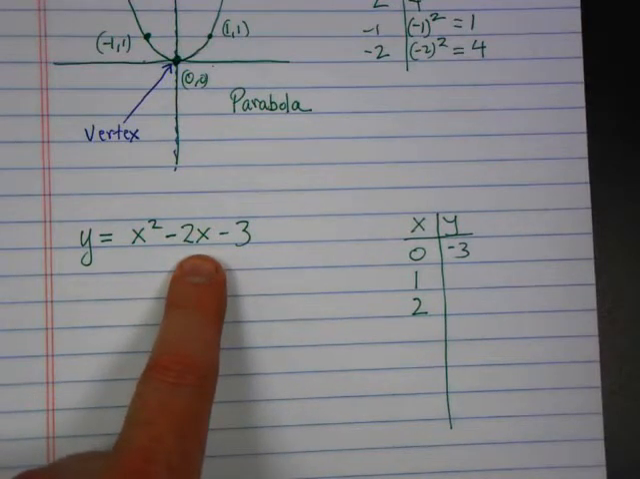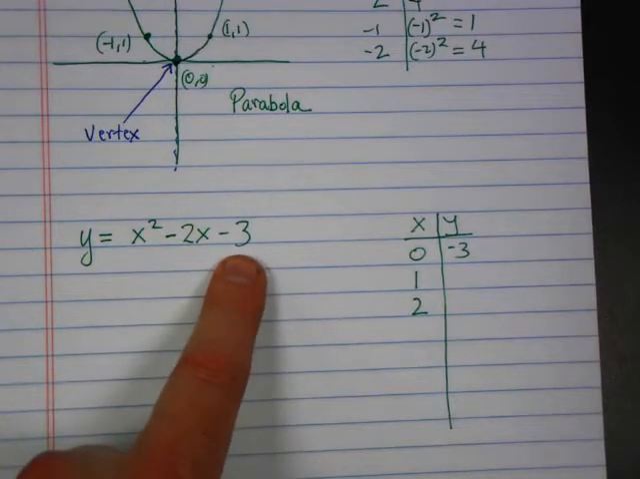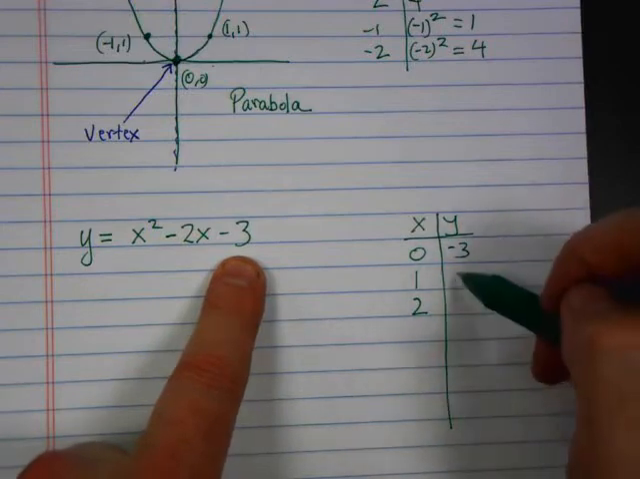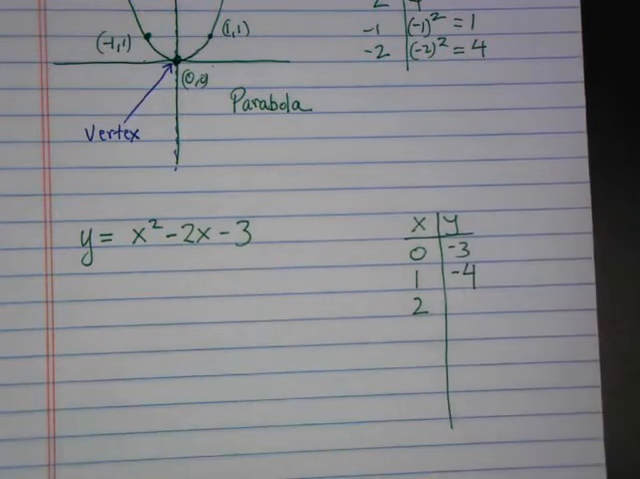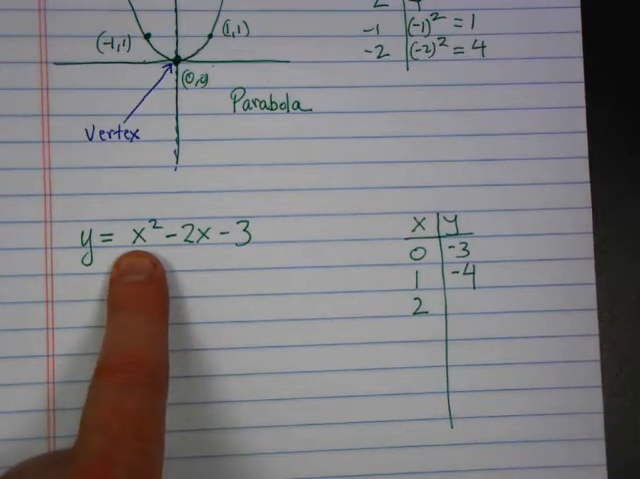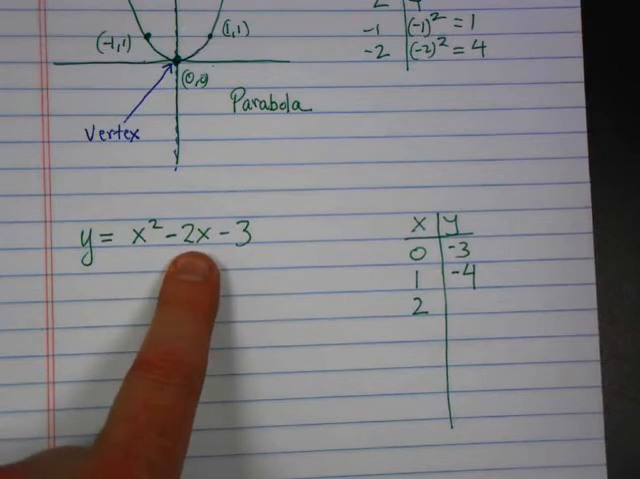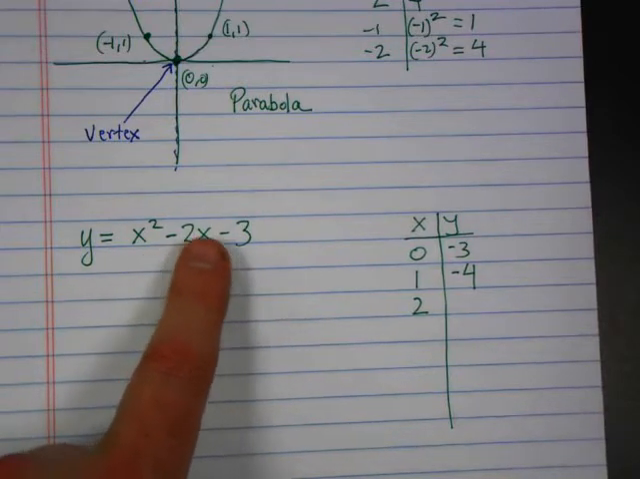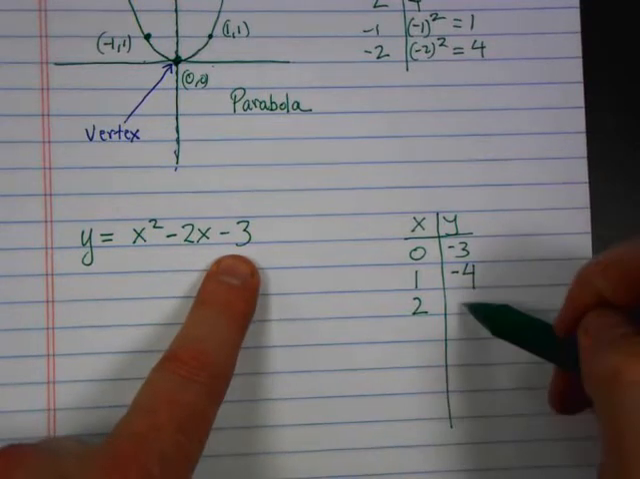Negative 1 minus 3 is negative 4. Now I'm plugging in the 2. 2 squared is 4, minus 4 is 0. 4 minus 4 is 0, then 0 minus 3 is negative 3.